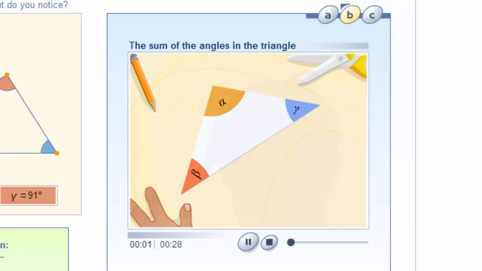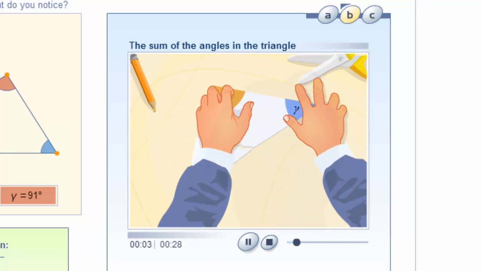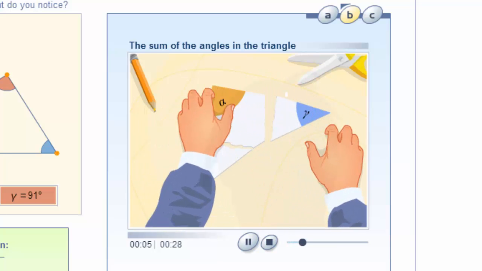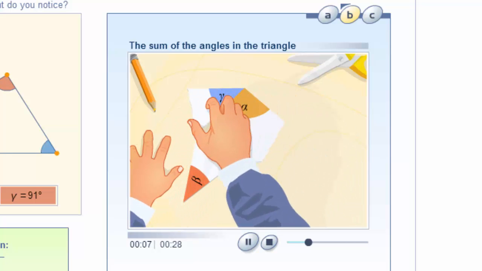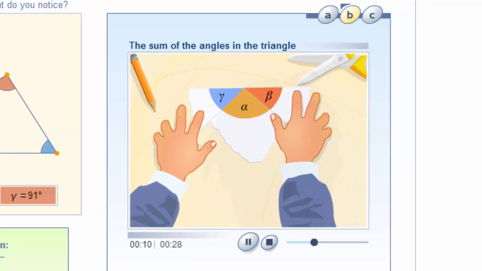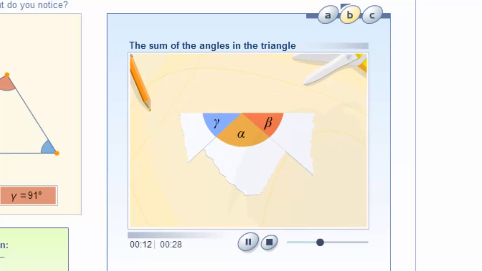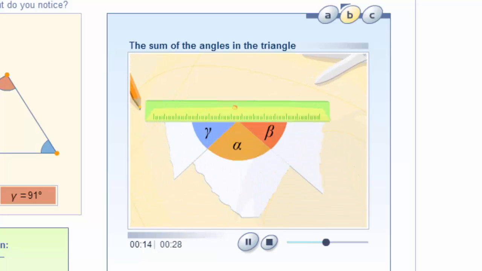We tear out the angles of the triangle. Then we arrange them side by side so that the arms of the triangle create a straight line. It is a straight angle. Thus, the angle obtained is 180 degrees. So, the sum of angles alpha, beta and gamma is equal to 180 degrees.